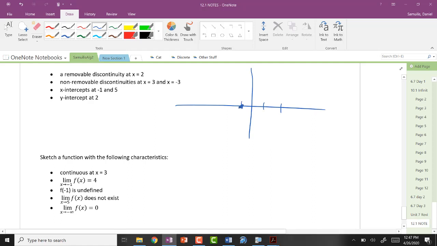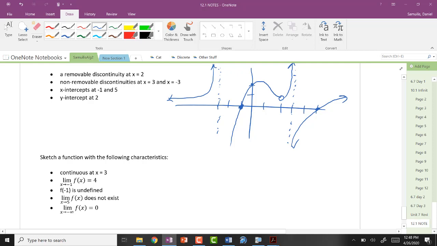Okay, so I know I need that to cross here. That's 2, 3, 4, 5. I know I'm going to have an x-intercept there. And a y-intercept of 2. Got something up there. Okay, so at x equals 3 and -3, I'm just going to make 2 asymptotes at 3 and -3. I have a hole there, and then maybe it comes back up here. And then this guy, and maybe you have some over here. All right, so there's something that would work for that.